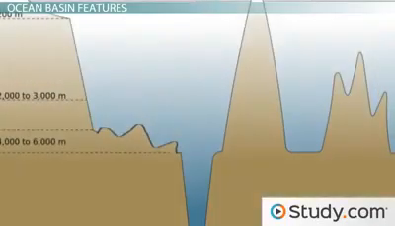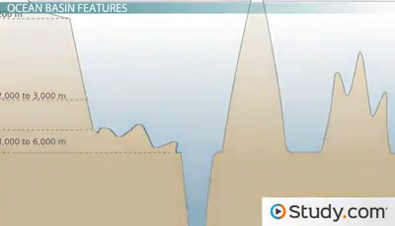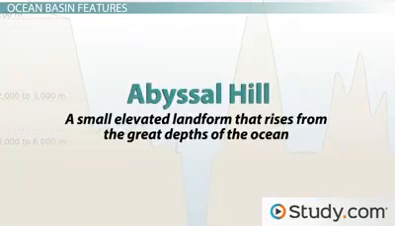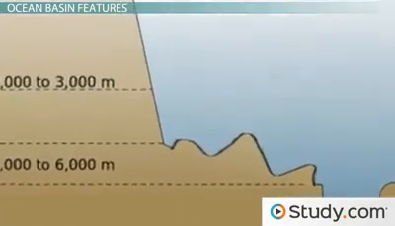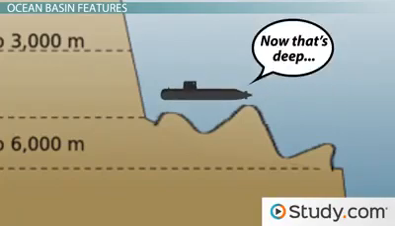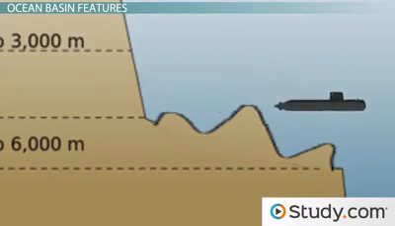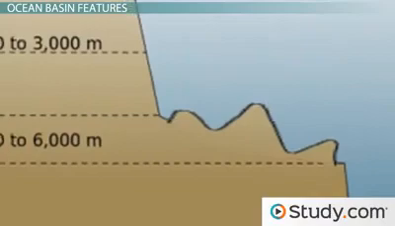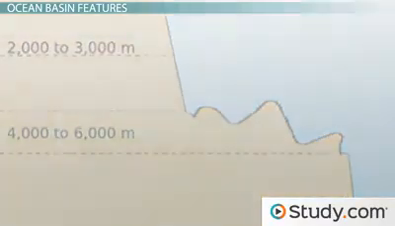An abyssal hill is another raised feature found within ocean basins. It is defined as a small elevated landform that rises from the great depths of the ocean. It might help you to recall this term by remembering that an abyss is something that is very deep. So an abyssal hill is a hill found on the deep ocean floor. An abyssal hill has sharply defined edges, but will remain relatively small, generally growing not much larger than 500 feet in height and a few miles in width.